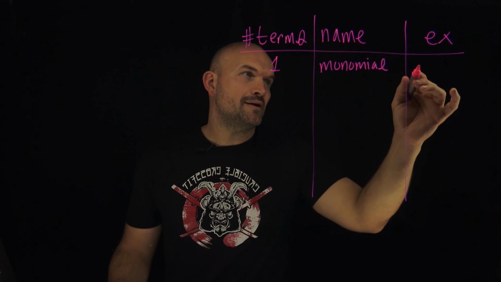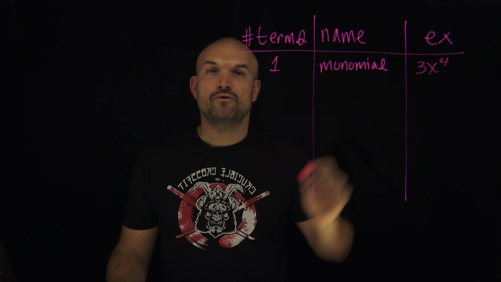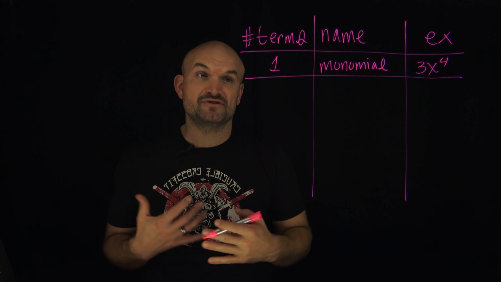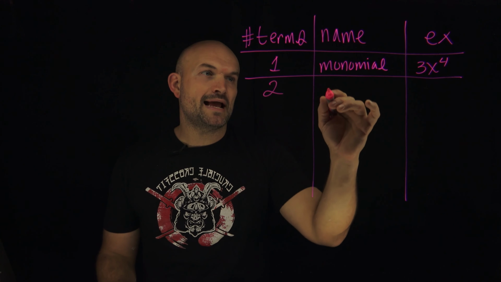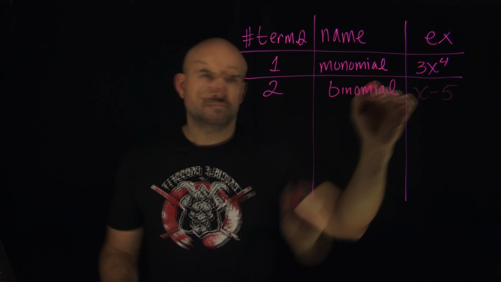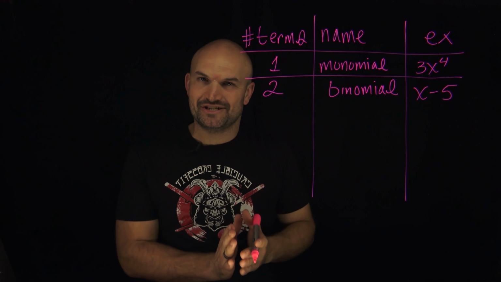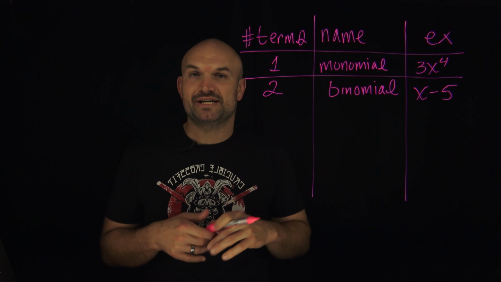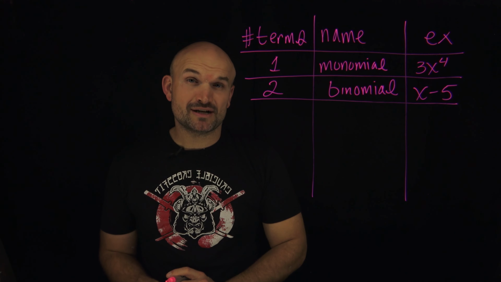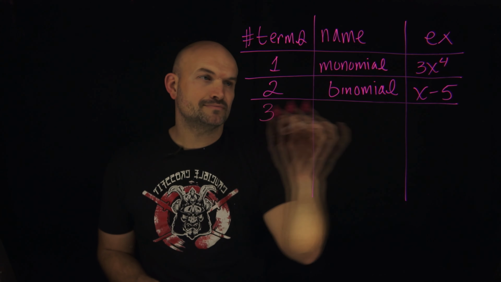A quick example of that would be 3x to the fourth power. Now, if we have a polynomial with the sum of two terms, we're going to call that a binomial. And again, remember, you can separate them by subtraction, but you could easily rewrite that as addition, as I'm using the word sum as a combination of terms. If we have a polynomial with three terms, we're going to call that a trinomial.